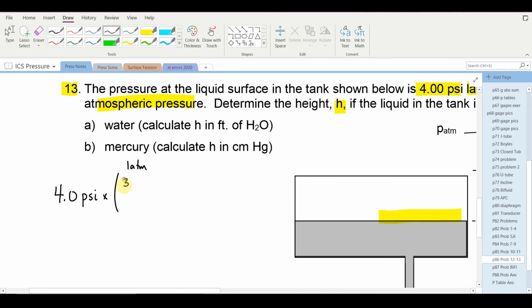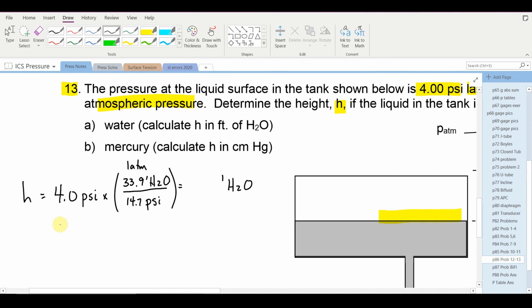We know that 33.9 feet of water is 1 atmosphere, and 14.70 psi is 1 atmosphere, and that'll give you the feet of water that is equivalent to h. That is, h is that amount.